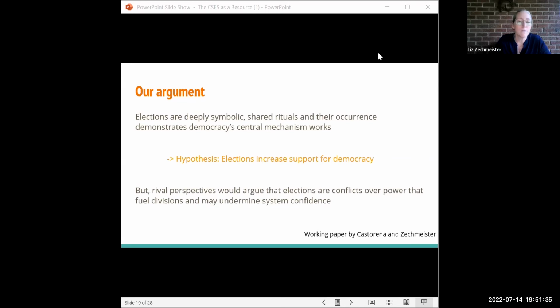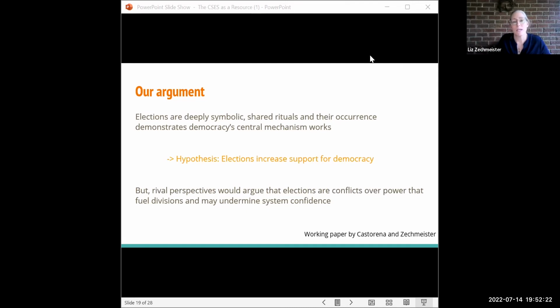Now, the rival perspective is the one that I just alluded to, and that is that elections, because they're conflicts over power that fuel divisions, may undermine system confidence and actually pull people away from democracy. We know that around the globe, elections don't always proceed without some conflict, without sore feelings, without irregularities in some cases. And so it's very reasonable to think that our perspective is flawed, and that indeed, on average, what we should find is that elections temporarily dampen support for democracy. But we enter a little bit more optimistically with the hypothesis I've highlighted in orange there.